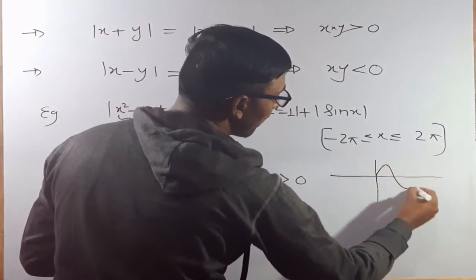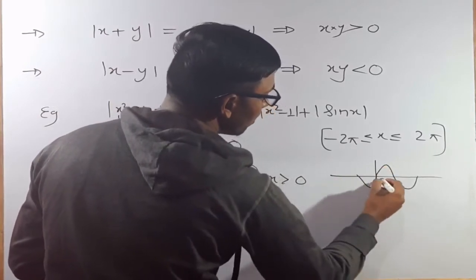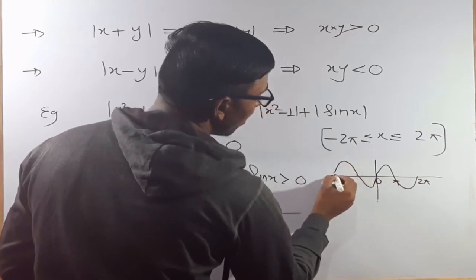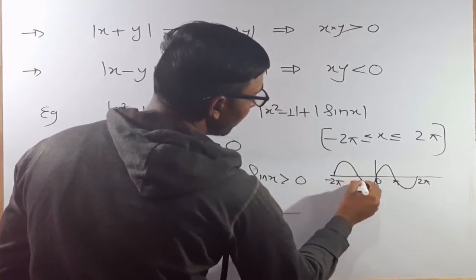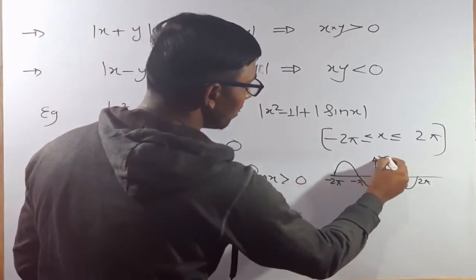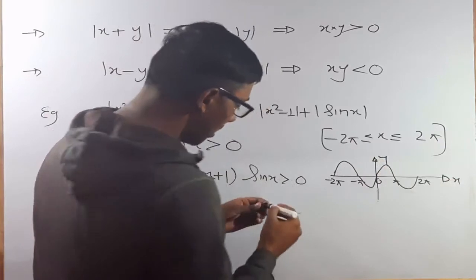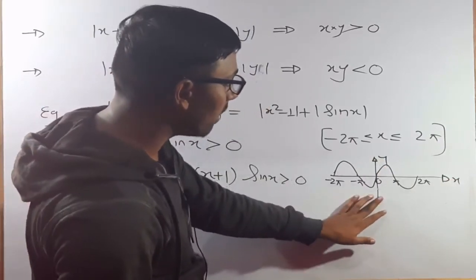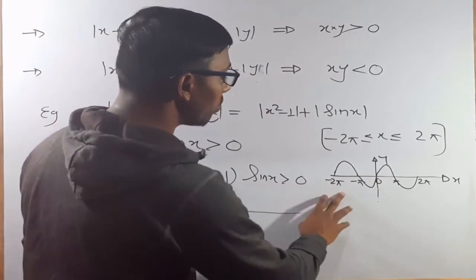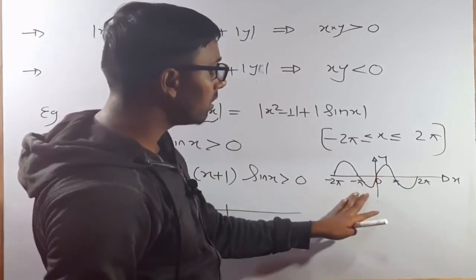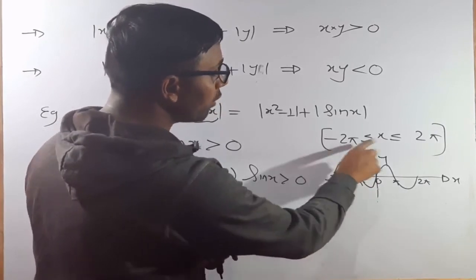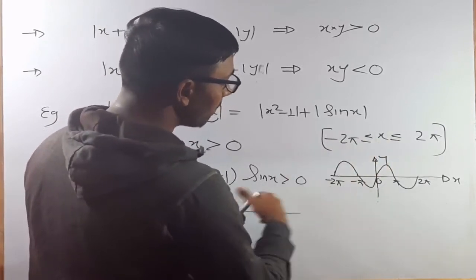So I'm going to draw the graph of this sine function. This is 0, pi, 2 pi, and minus 2 pi, minus pi. So this is the y axis, this is the x axis. I think there should not be any problem as far as this sine function graph is concerned. So we need to collect the values of x for which this inequality is changing its sign, and we need to lie in between minus 2 pi and 2 pi.